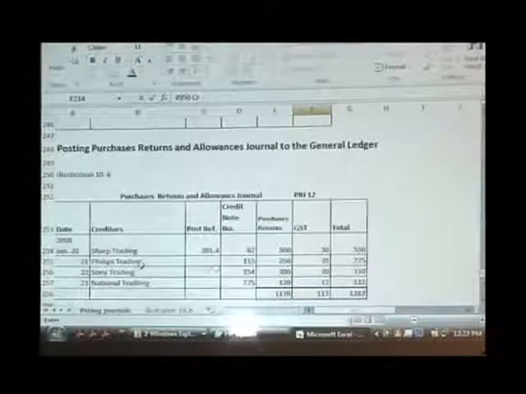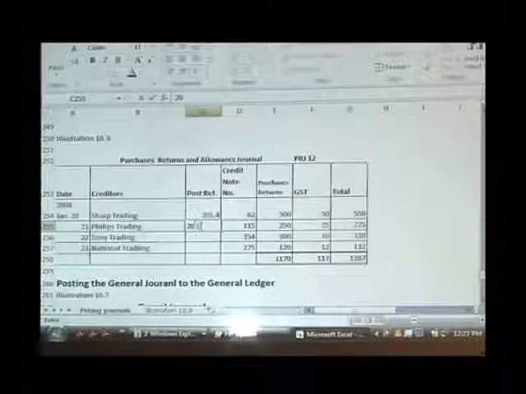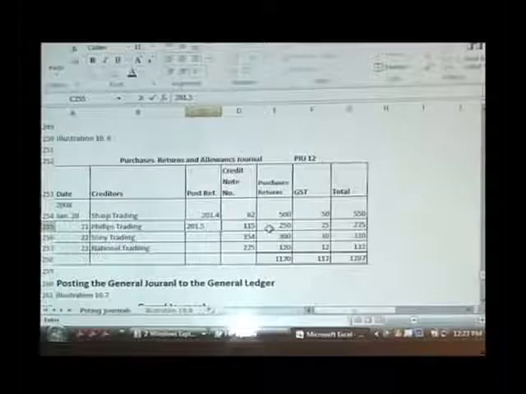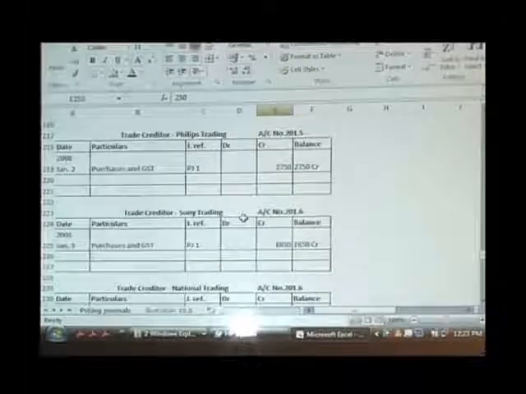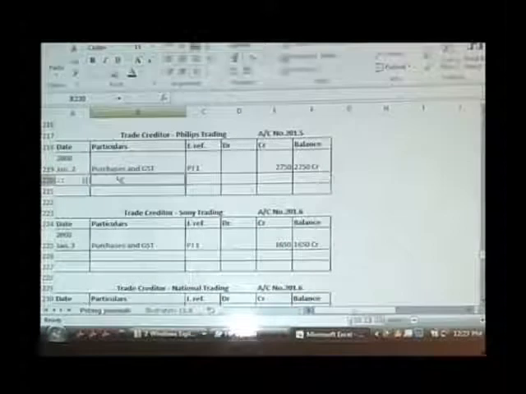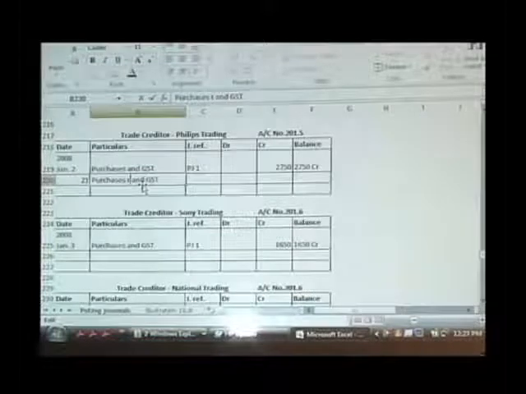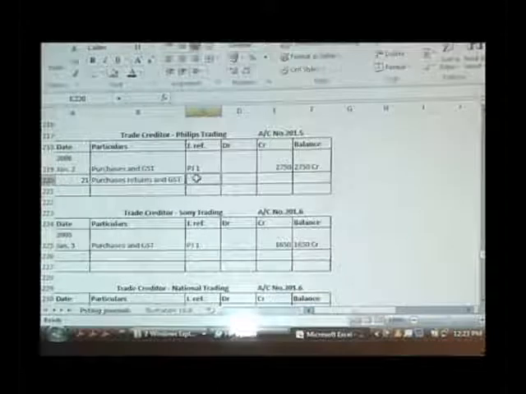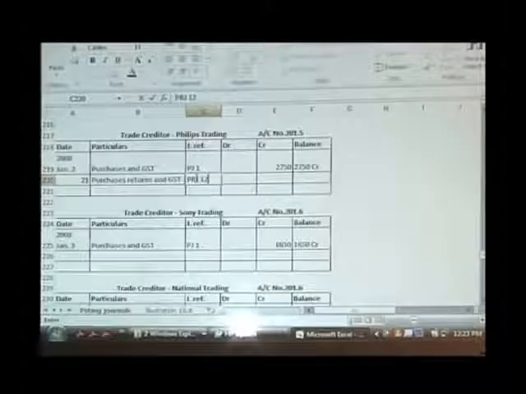Then next item here is the Phillips Trading, account number 201.5, amount 275, date 21st January, purchases returns and GST, purchases returns journal, page number 12.